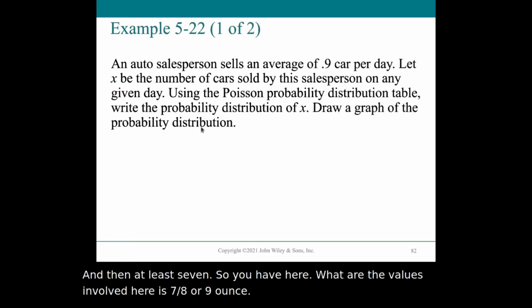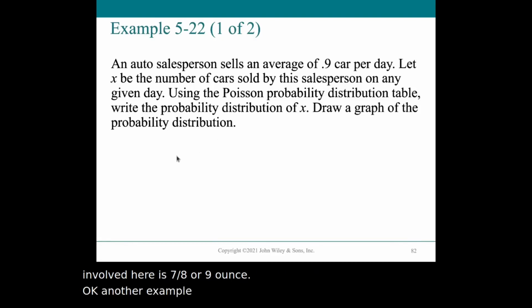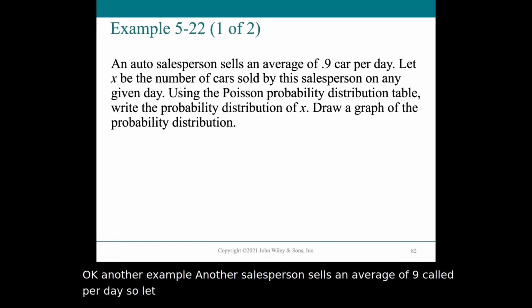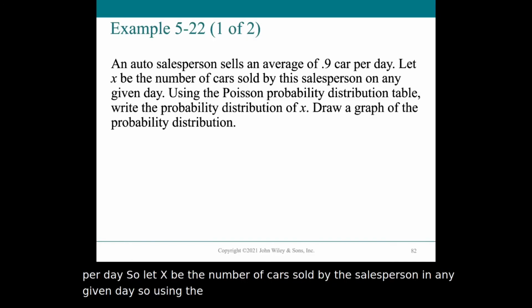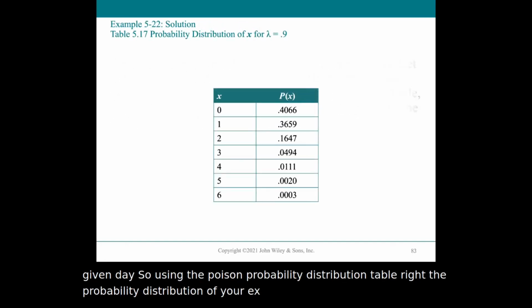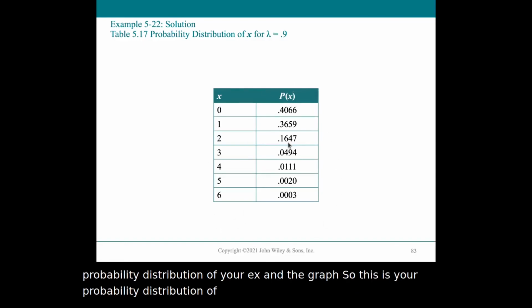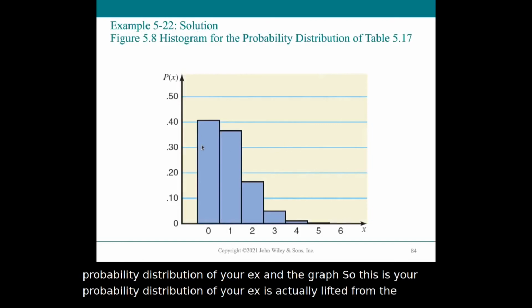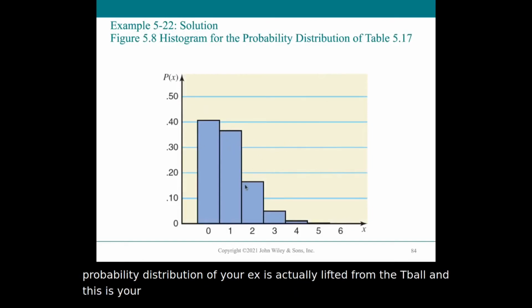Okay, another example. An auto salesperson sells an average of 0.9 car per day. Let X be the number of cars sold by the salesperson on any given day. Using the Poisson probability distribution table, write the probability distribution of X and the graph. This is your probability distribution of X, actually lifted from the table. And this is your graph, the histogram of your probability distribution table.